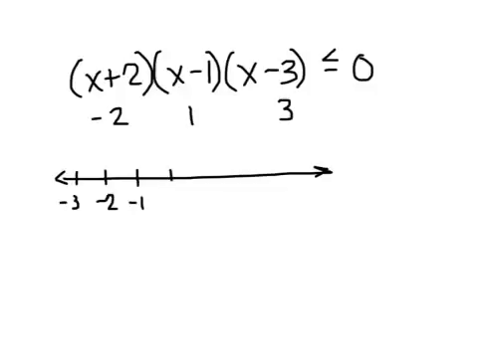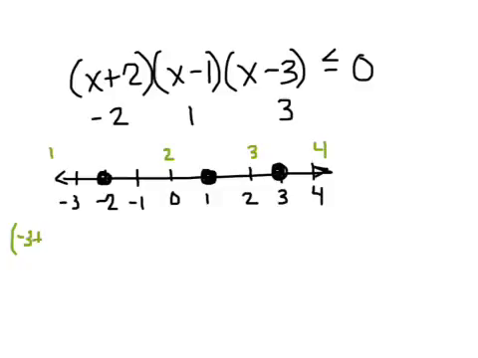-2, -1, 0, 1, 2, 3, 4. Closed circle, closed circle, closed circle. Now for this particular one, I did not break it into 3 zones. I actually broke it into 4 zones. So I have to test a number in each of those zones. -3 plus 2, -3 minus 1, -3 minus 3. That's -1, -4, -6. When I multiply all those together, that gives me -24.